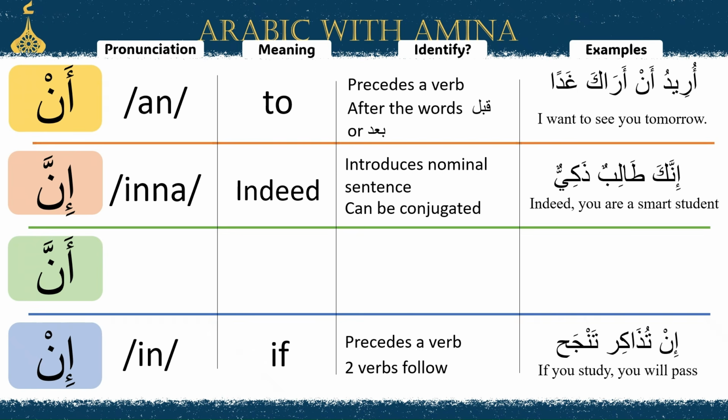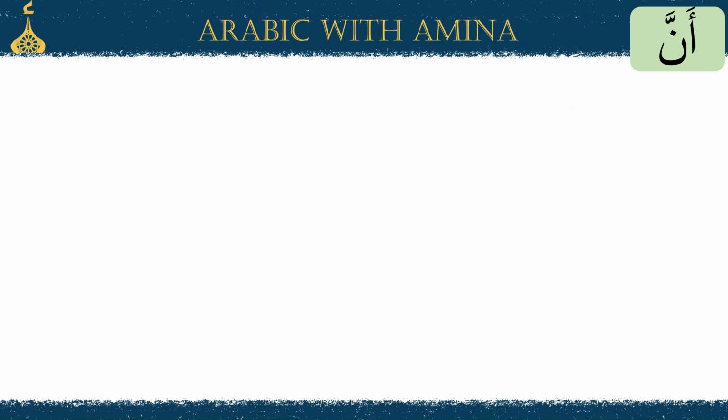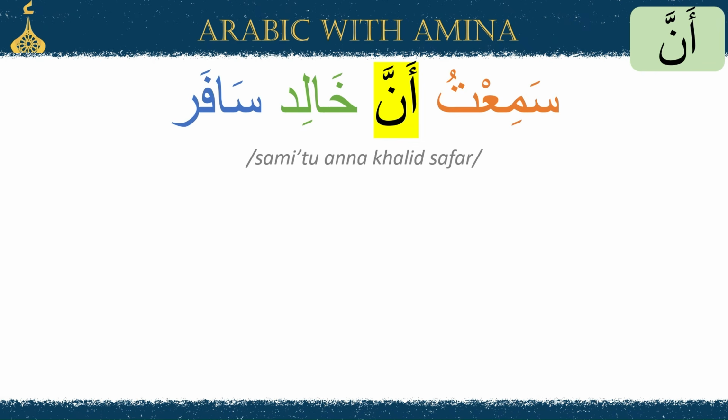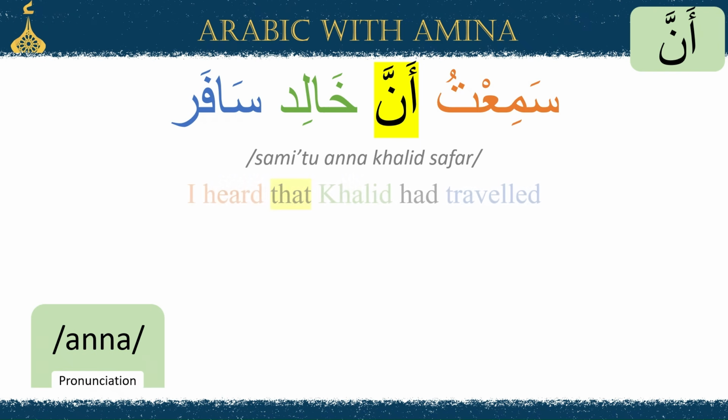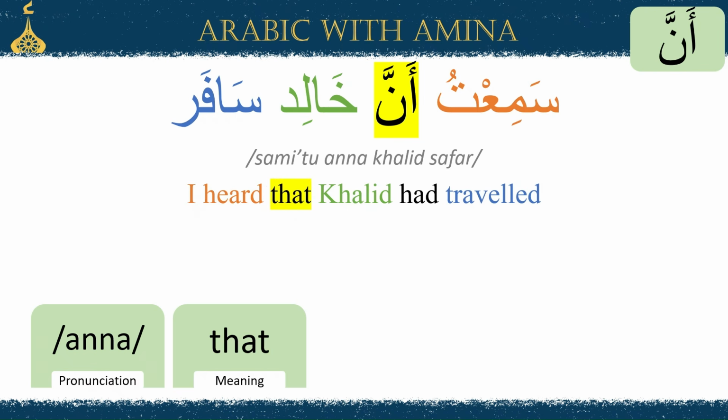So we only have one particle left, and that is أن. Our example is سمعت أن خالد سافر. Obviously, we can see the pronunciation and hopefully heard it as well. It is pronounced as أن. And if we translate the sentence, I heard that Khalid had traveled. So the meaning of أن is that.